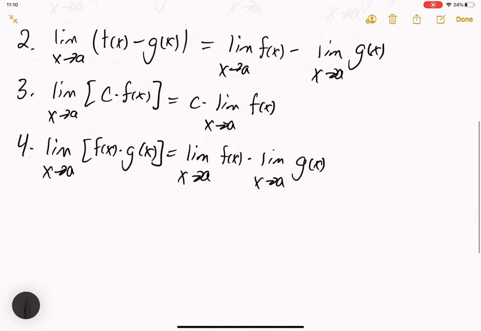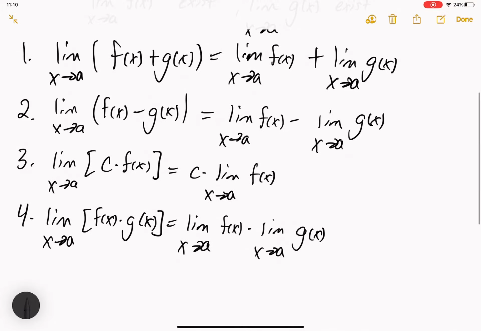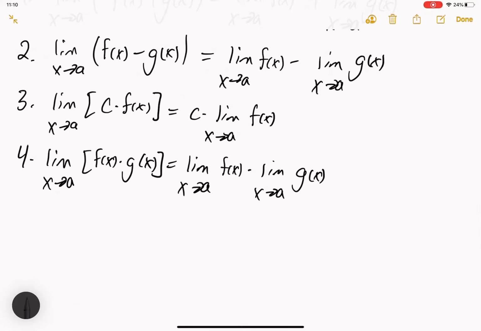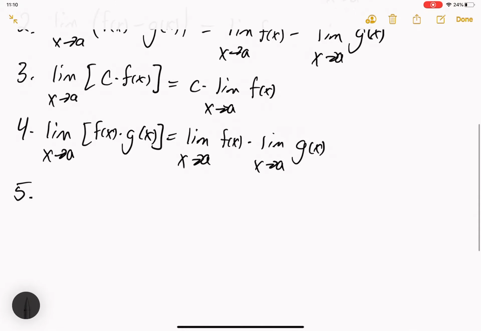And likewise, as we did addition, we also have subtraction. As we have multiplication, we also have division. But with division, there's one more technicality we have to worry about. You'll see how it makes sense.